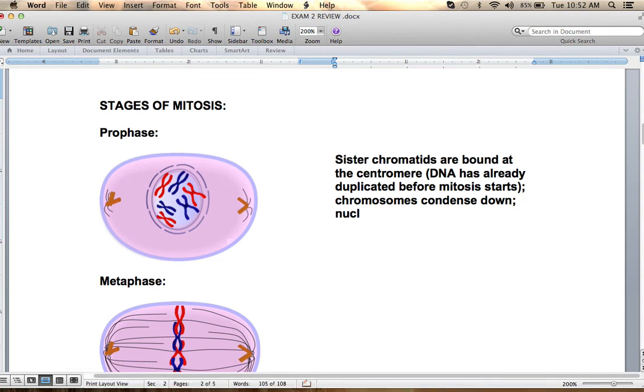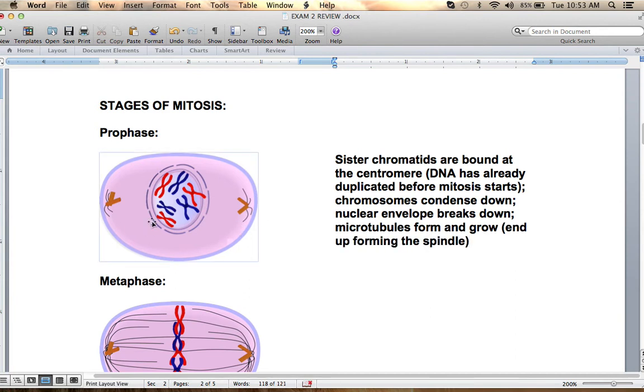The nuclear envelope, which is the coating around the nucleus, breaks down, and that's going to allow the chromosomes to kind of move around in the cell. So the envelope is no longer there, and then structures called microtubules will form and grow. Those microtubules are going to end up forming the spindle, the spindle apparatus, at either side of the cell, and it will be involved in separating out the chromosomes when that time comes for mitosis. All right, so that's prophase.